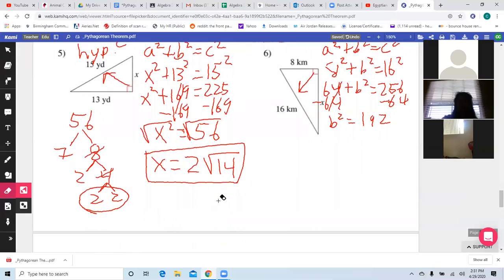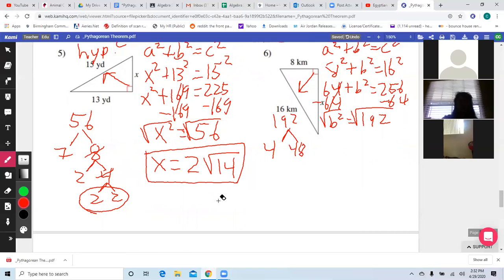So let's go ahead and figure out what the square root of 192 is. So remember, we need to square root both sides. And then if I do a factor tree for 192, if you just play around in your calculator, you'll see that you could divide 192 by 4. You could have also divided by 2 because it ends in a 2.